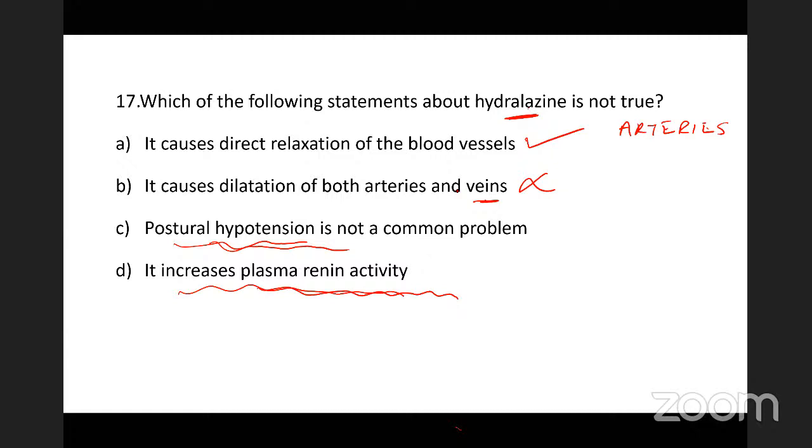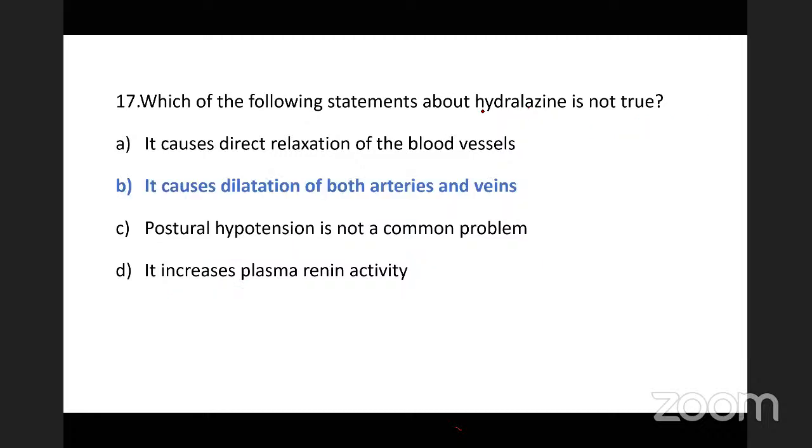Okay, so among the given options, these are the true ones. So they are saying it acts both on the arteries and veins. No. If it acts on both arteries and veins, it is not an arterial dilator like this item. The name itself is arterial dilators, so it acts on the arteries, not on the veins.